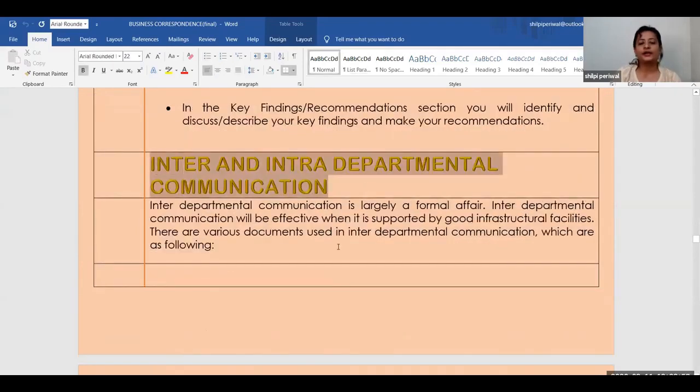Inter and intra-departmental communication. Do all of you know what is inter and intra? All of you have attended all this, no? Inter-school competition and intra-school competition. What is inter-school competition? When 3-4 schools are competing with each other, it is inter-school. Intra-school is when inside the school only you are having a competition, okay?